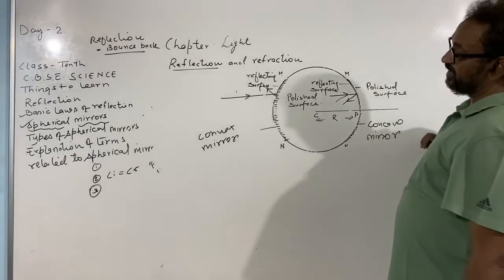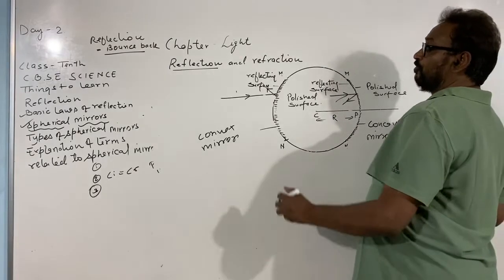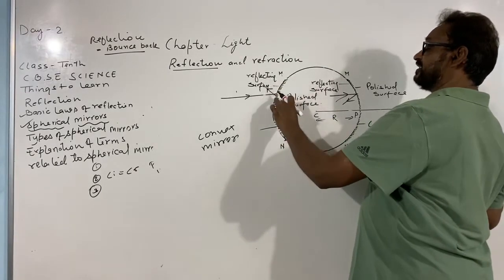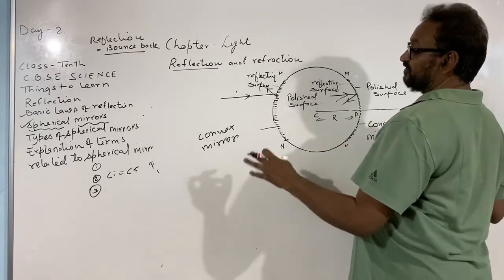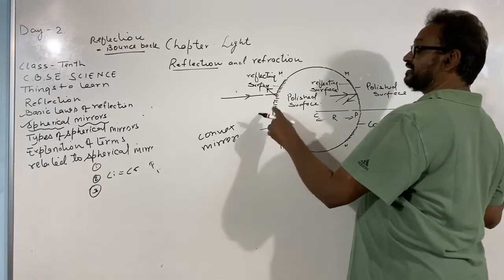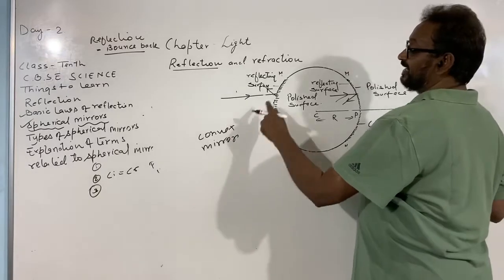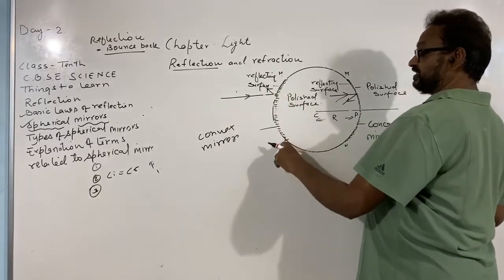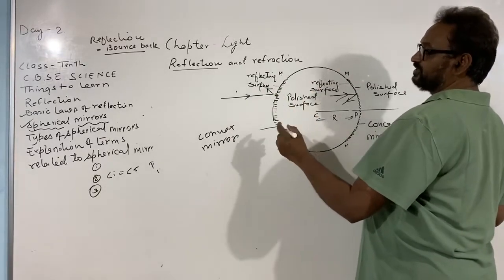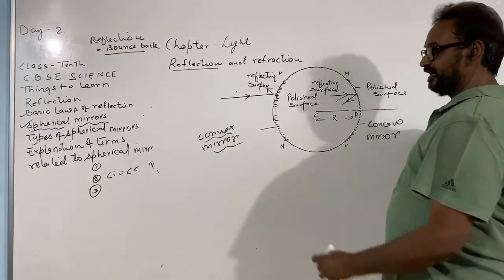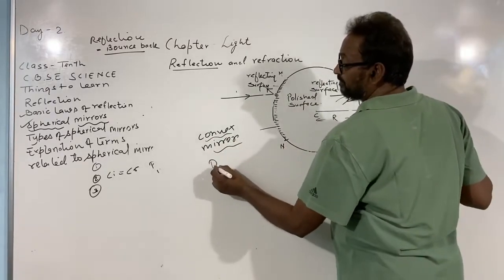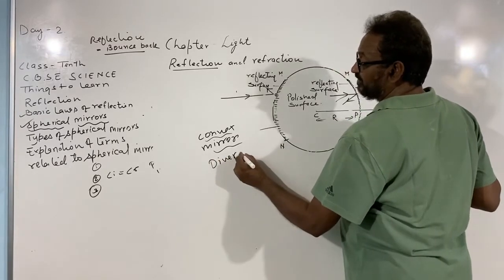A spherical mirror whose inner curve is silver polished, so that the reflection of the light takes place at the outer bulging surface, which is called the convex surface, is called a convex mirror. It is also known as diverging mirror.